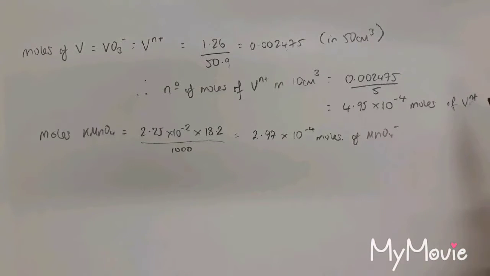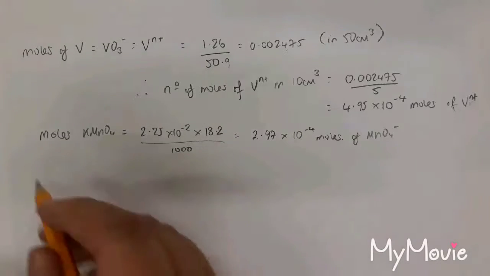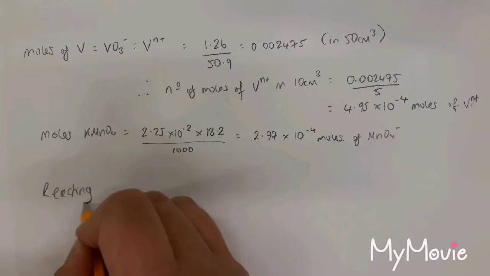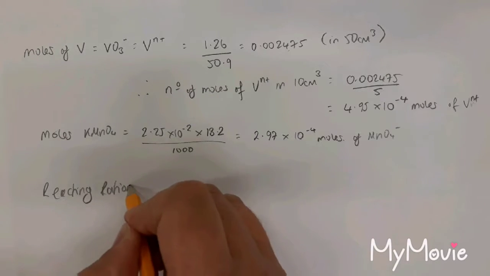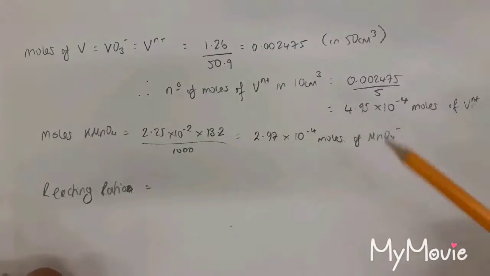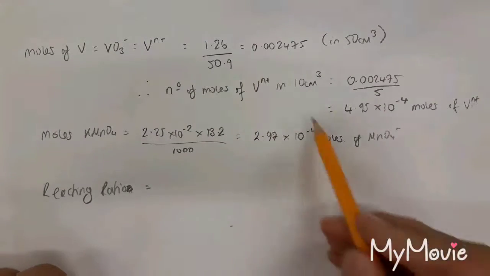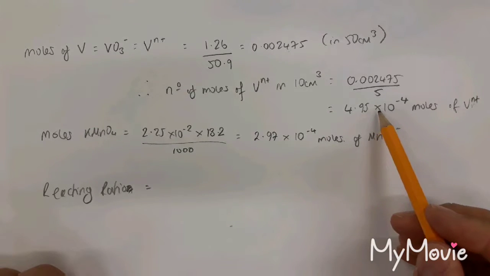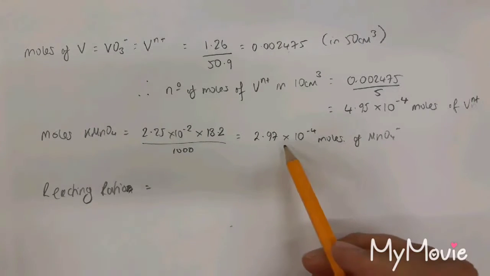Divide by the smallest to get a ratio. That's what we have to do then. So if we go for the reacting ratio, just label this calculation as that. The reacting ratio is dividing both by the smallest. Clearly 2.97 times 10 to the minus 4 is smaller than 4.95 times 10 to the minus 4. So if I divide that by itself, it's 1.